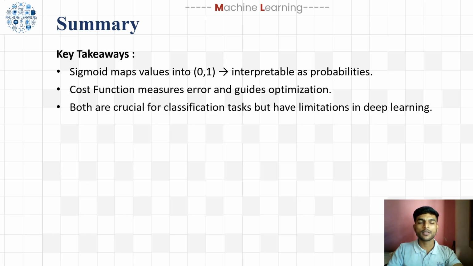To summarize, the sigmoid function helps convert values to probabilities, and the cost function measures how accurate the model is and helps improve it through optimization. Both are essential for logistic regression and some neural networks, but not ideal for very deep models.